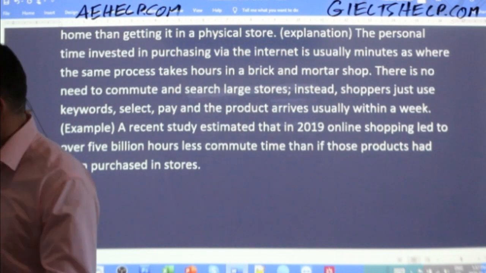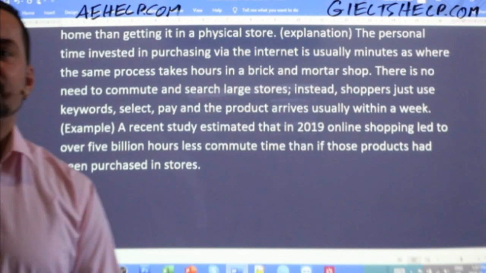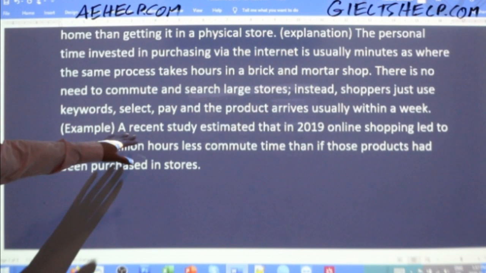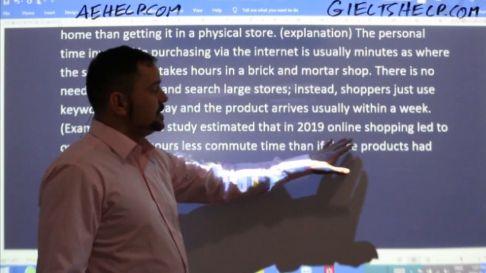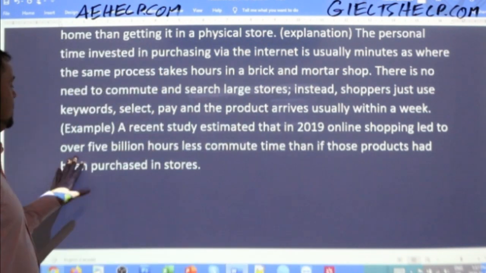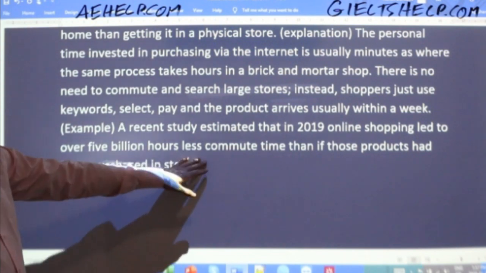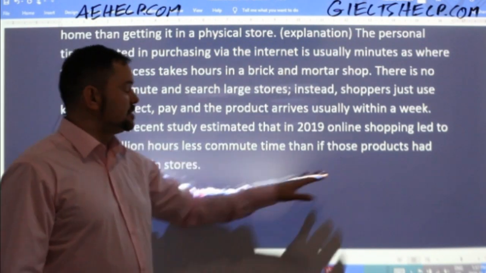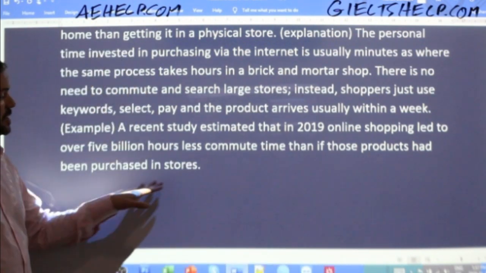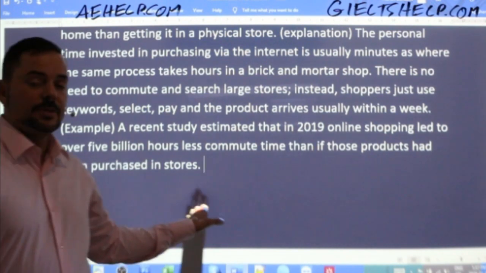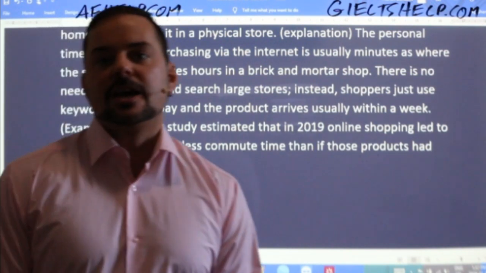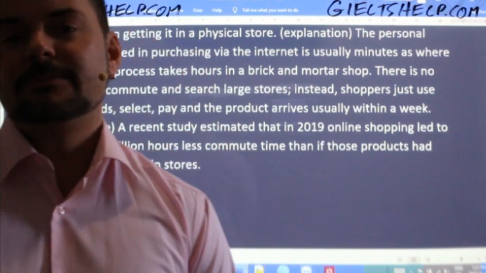All right. Oh, that's mine. I just kind of came up with it. A recent study estimated that in 2019, online shopping led to over 5 billion hours less commute time than if those products had been purchased in stores. Okay. So just making it up. Sure. Why not? It's believable.